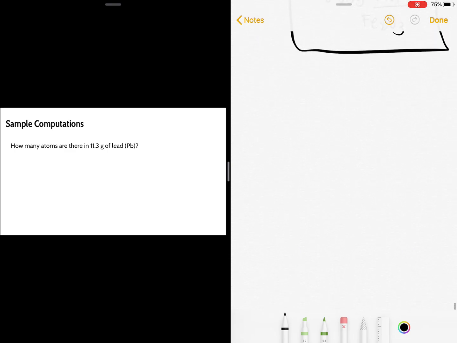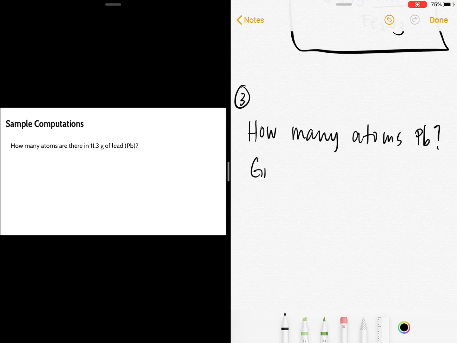Or how about this one? How many atoms are there in 11.3 grams of lead? So, ang hinahanap sa'yo dito is atoms. You are asked how many atoms. Tama? How many atoms of lead? Pb. Ano yung given sa atin sa problem? Ang given sa atin sa problem is 11.3 grams ng lead.